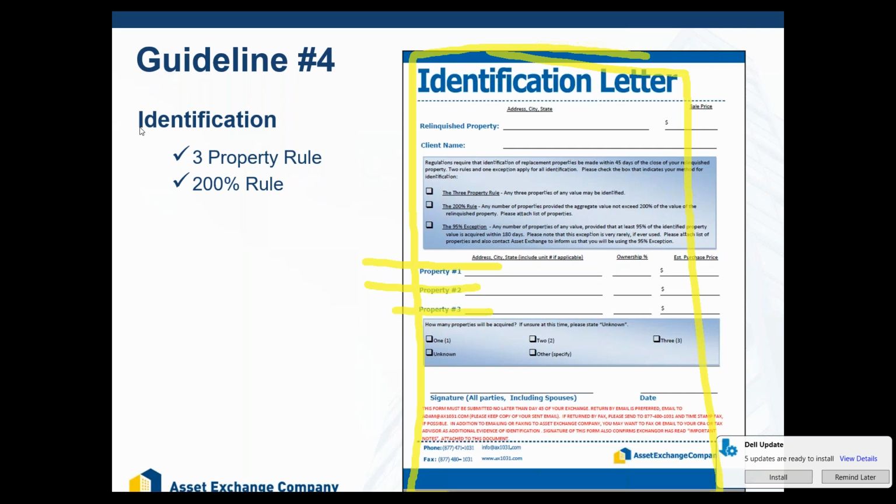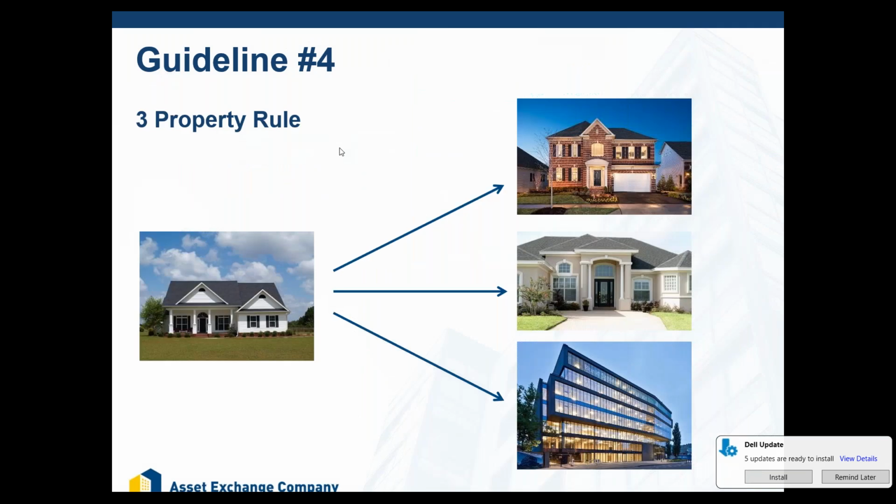And there's 2 ways to fill out the list. All right? The most common way to fill out the identification list is to use the 3 property rule. The 3 property rule says you can identify 1, 2, or 3 properties.